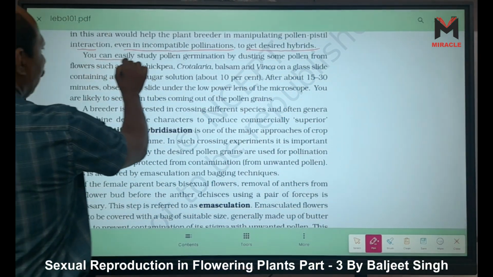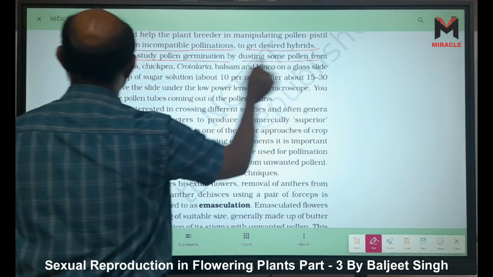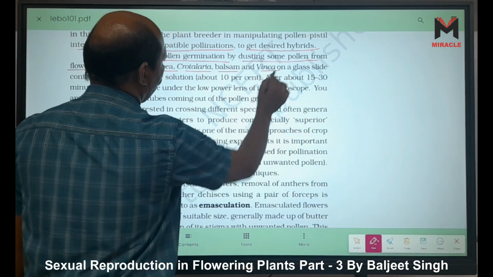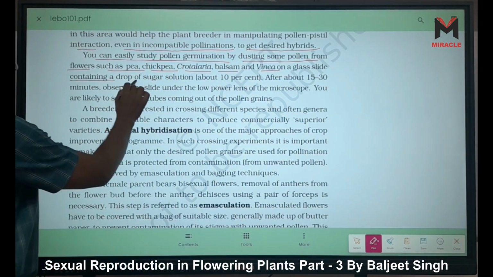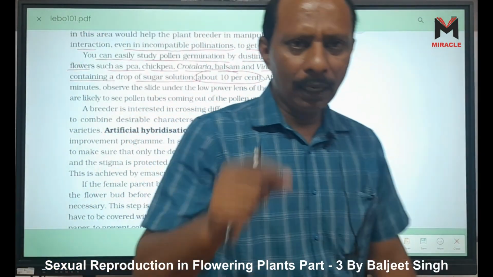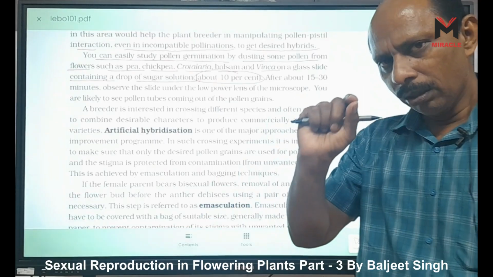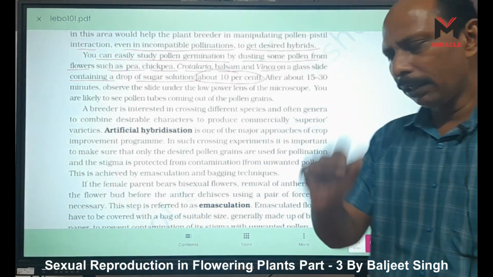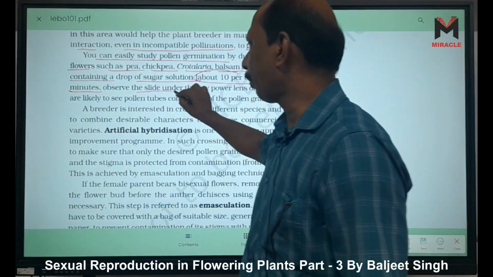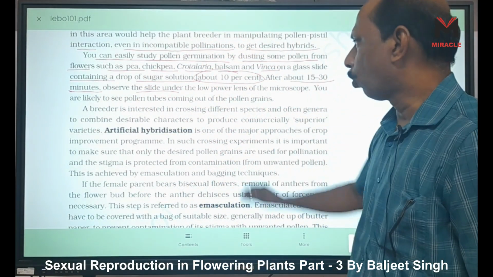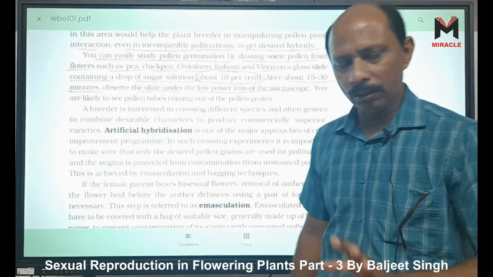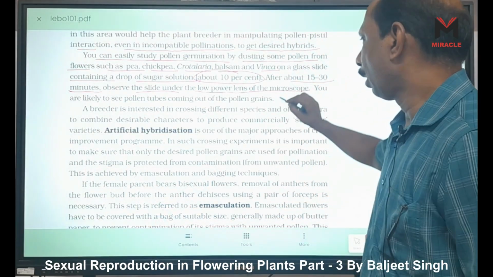You can easily study pollen germination by dusting some pollen from flowers such as pea, chickpea, Crotalaria, balsam, Vinca on a glass slide containing a drop of sugar solution. It is about 10%. What is a 10% sugar solution? Ten drops of water and one drop of sugar, right? That is called 10%. After about 15 to 30 minutes, when we observe this slide under a low power lens of the microscope, it means a compound microscope, right? We need to use a compound microscope.